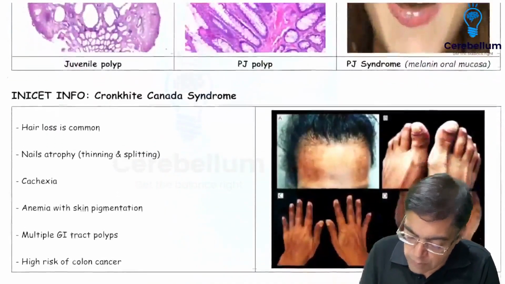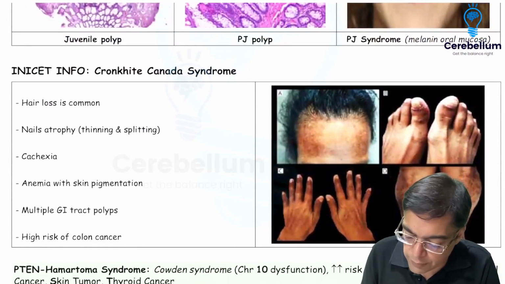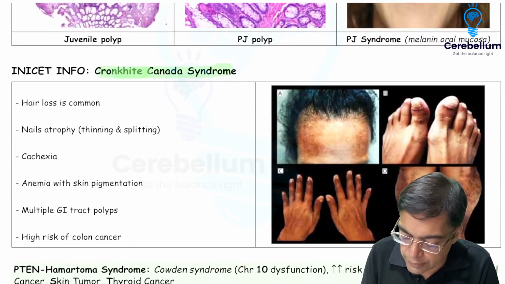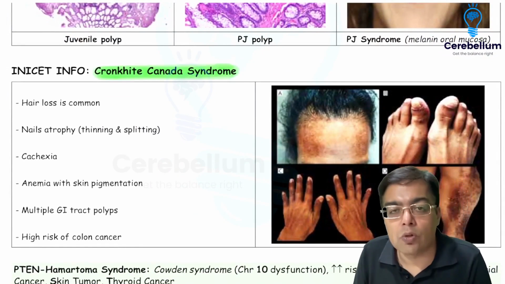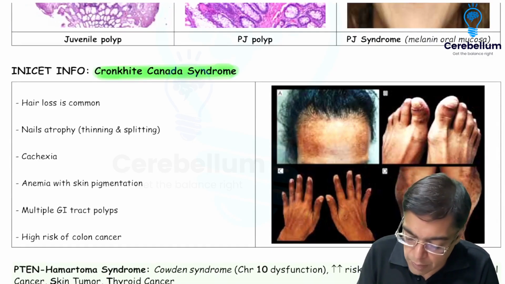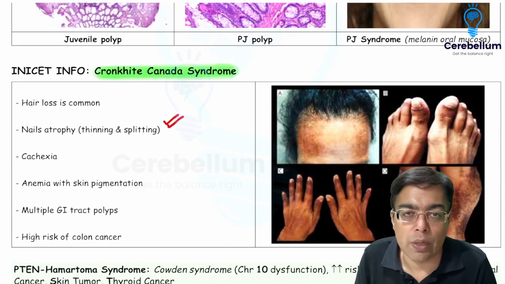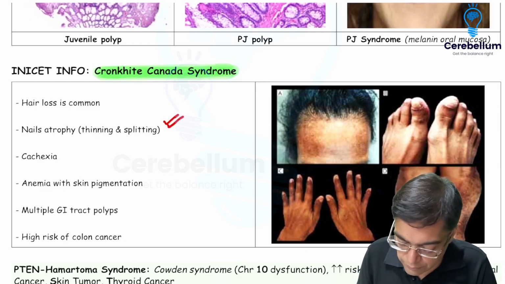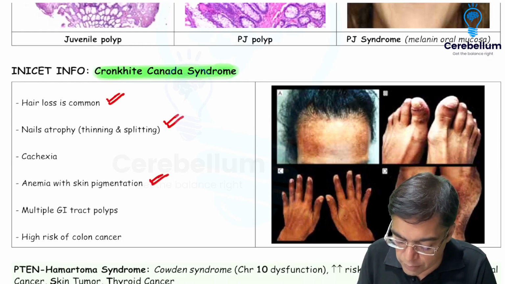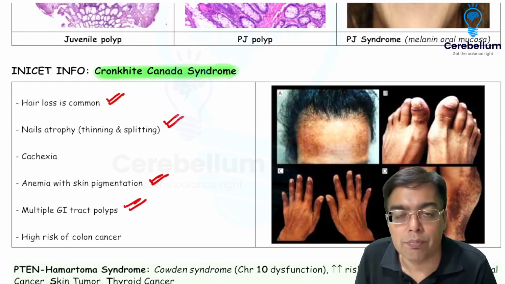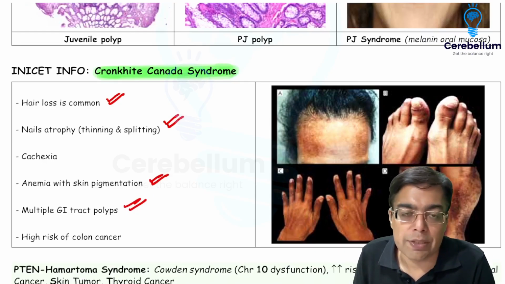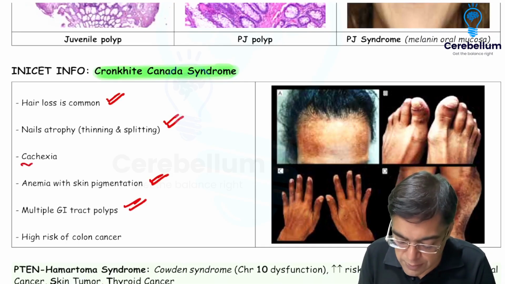Whenever we talk about special syndromes, more important from the perspective of the INI exam, we need to remember the Cronkhite-Canada syndrome. Cronkhite-Canada syndrome is a condition in which patients have multiple findings, including skin and nail problems. So there is onychodystrophy, a nail problem, with thinning of the nail and splitting. Patients have a skin problem in the form of alopecia. They would have anemia and multiple GI tract polyps. Such patients quite frequently have a suppression of their appetite as well. So they have cachexia.